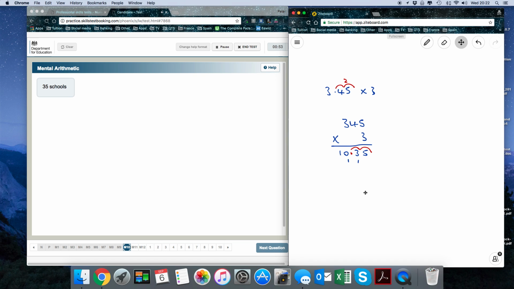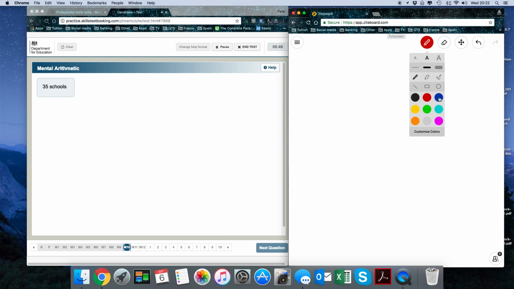Question 10. There are 35 schools in a local authority. 28 schools have been inspected in the last 4 years. What percentage has not been inspected?